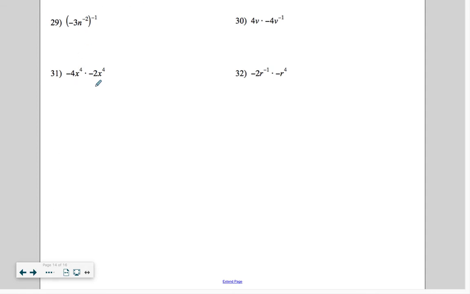Sprinkle, sprinkle. Negative 3 to the negative 1 times n to the positive 2. So that becomes n squared over negative 3, or negative n squared over 3.